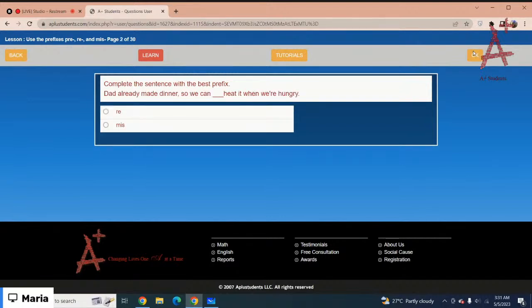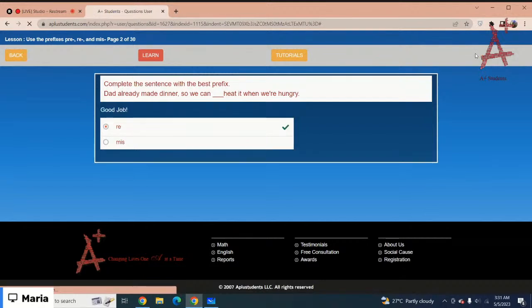Okay. Dad already made dinner, so we can dash heat when we are hungry. Which is the correct option? Re or miss? It would be reheat. The correct option is reheat. That means they will heat again. Got it? Very good.